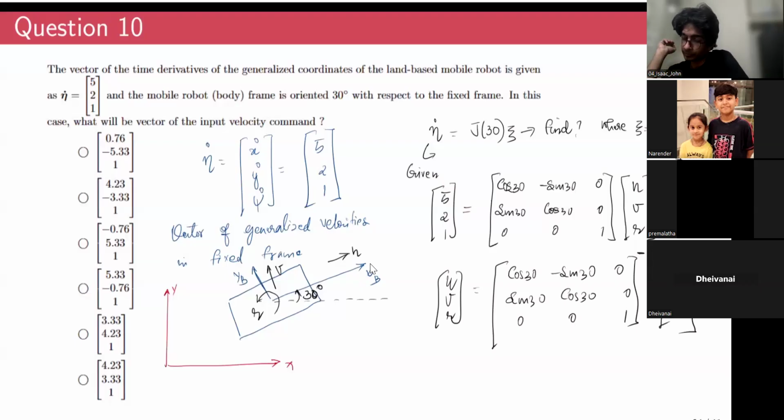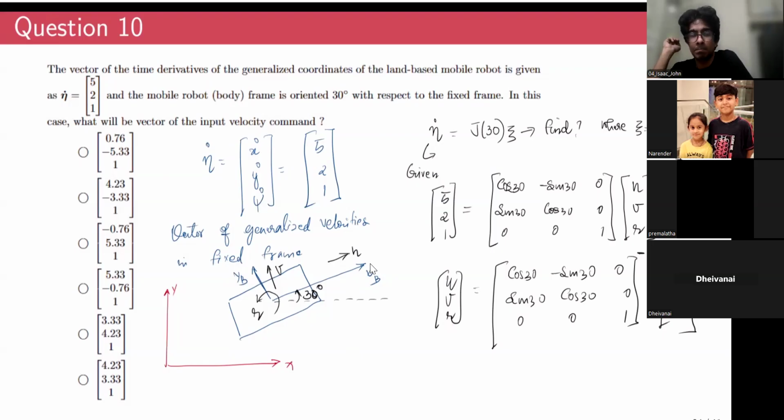So yeah, I suppose we can solve this, right? We can actually solve this. You can substitute the values, find out the inverse, and then pre-multiply with this vector. So I suppose you will end up with, should I declare the answer, or are you guys doing this live?